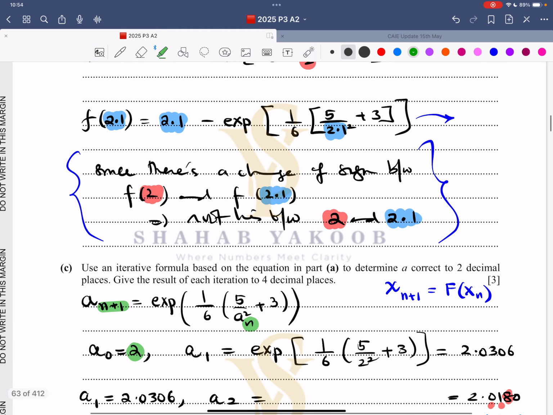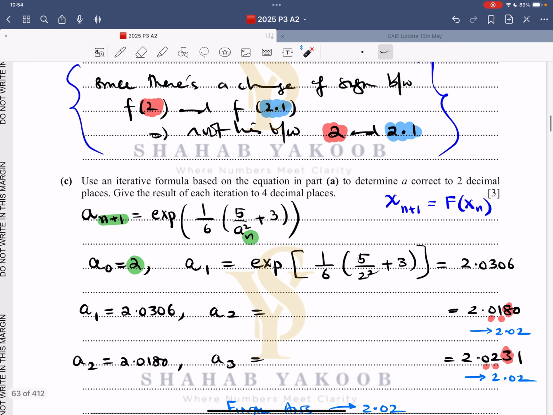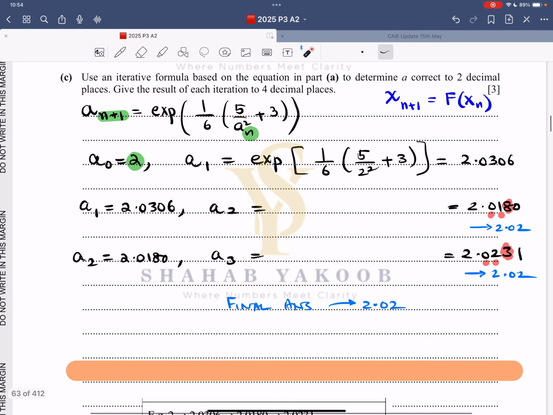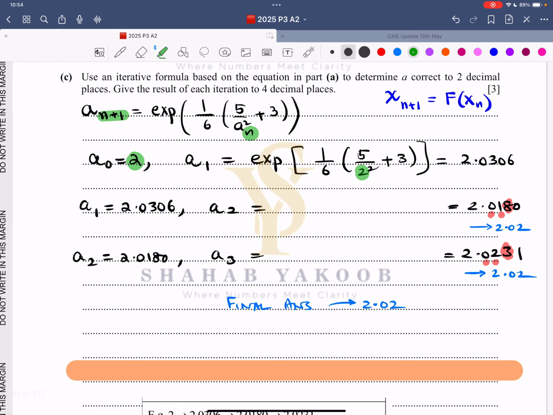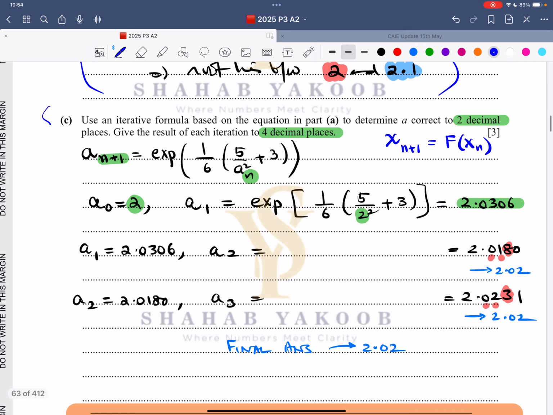Why did I choose this value? I could have chosen 2, 2.1, or 2.05, it doesn't make a difference. Anything in between the two. When I plug in 2 over here, I get 2.0306. They are asking to work in 4 decimal places so that the final answer is 2 dp. It's always a rule: work two levels up, so for 2 dp, work in 4 dp, and so on.